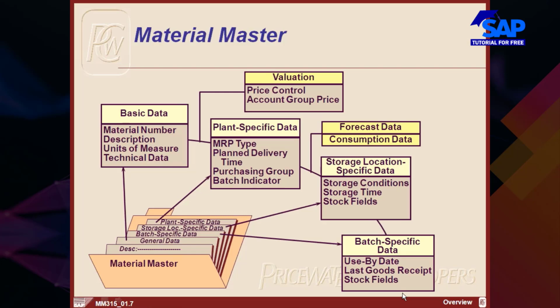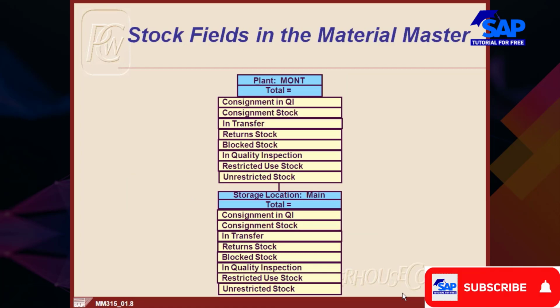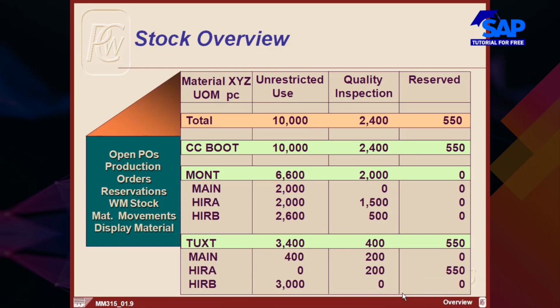So these are the stock fields which I was discussing: plant stock and storage location stock fields. Then you have one beautiful report in the entire inventory management, that is stock overview.